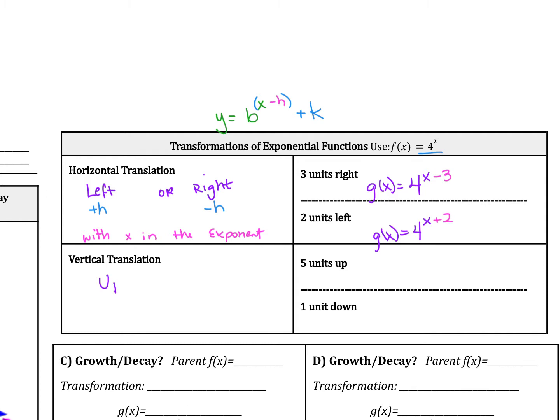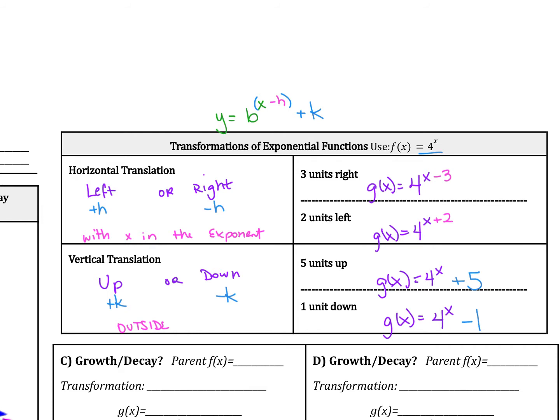Vertical translation, that is up or down. So we're going to look at our plus k or minus k at the end. It's on the outside, plus k, or just k on the outside. So 5 units up would be g of x equals 4 to the x, and then it just keeps the same sign. Plus 5 means up 5. And for 1 unit down, that'll be g of x equals 4 to the x minus 1.